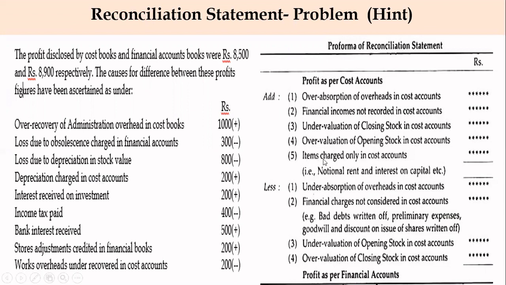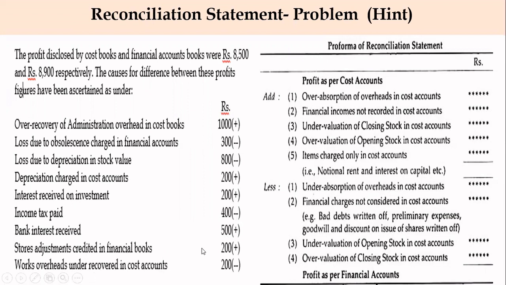You can see here: items charged only in cost accounts should be added here. So depreciation charged in cost accounts but not in financial account, that is rupees 200, you have to add it. Interest received, it is an income, you have to add it. Income tax paid, it is an expense, deducted. Bank interest received, again it is an income, you have to add it. Stores adjustment credited, credited means again it is an income, so you have to add it.